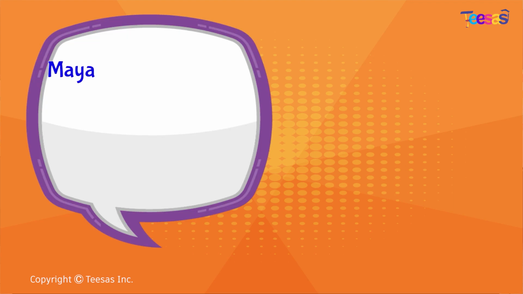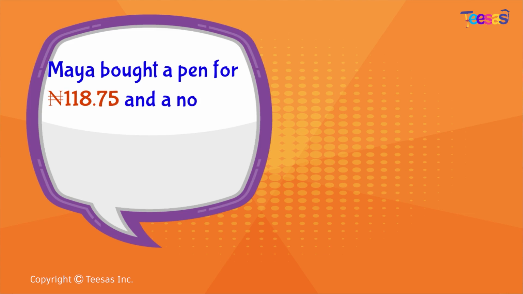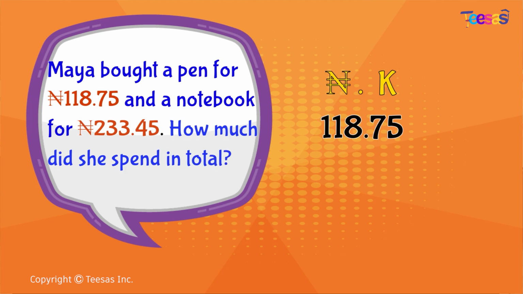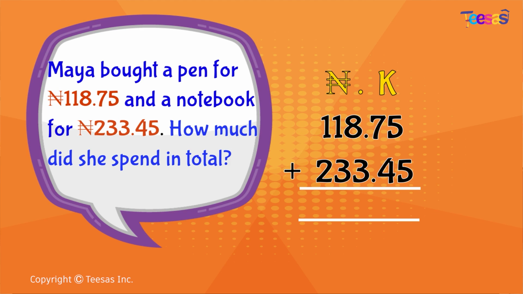Now, math friends, it's assessment time. Maya bought a pen for 118 naira 75 kobo and a notebook for 233 naira 45 kobo. How much did she spend in total? We add the costs of the notebook and the pen to get our answer. 5 plus 5 is 10. Write 0 and carry 1 to the other side. Add 1, 7 and 4 to give 12. Write 2 and carry 1.